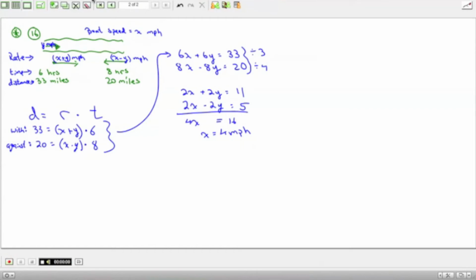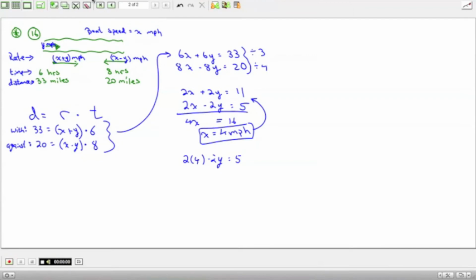So how fast is the river going? Well, take this and plug it back into one of these two. Which one looks nicer? The 2x minus 2y equals 5. Sure. 2x minus 2y is equal to 5. X, of course, is equal to 4.